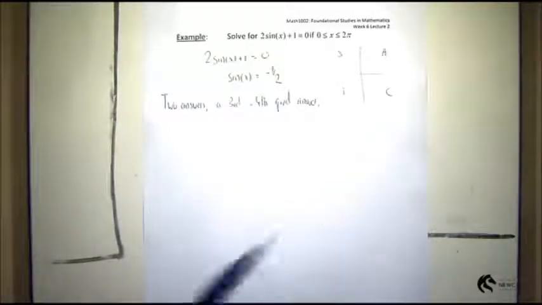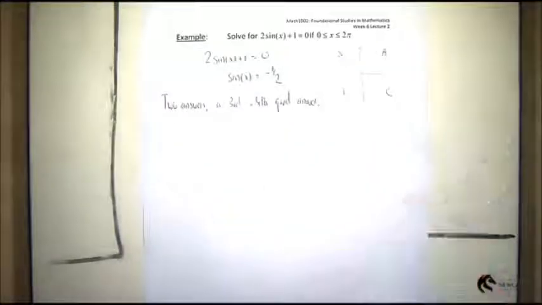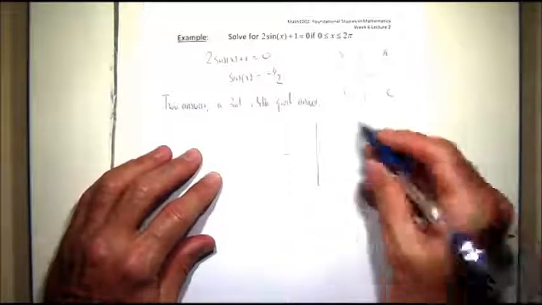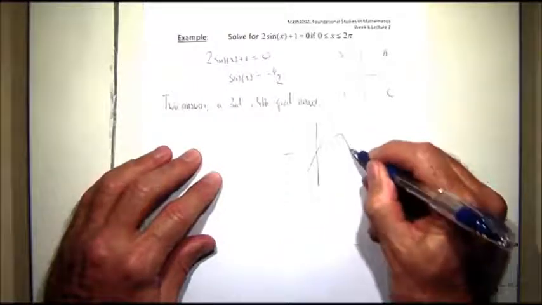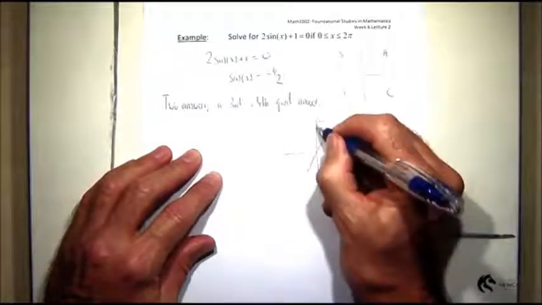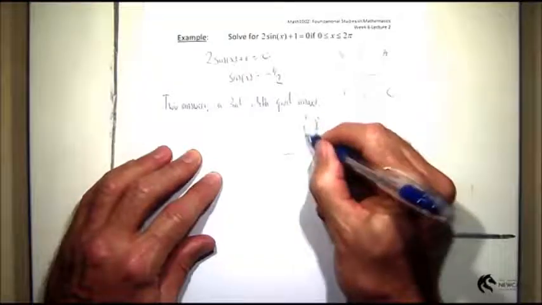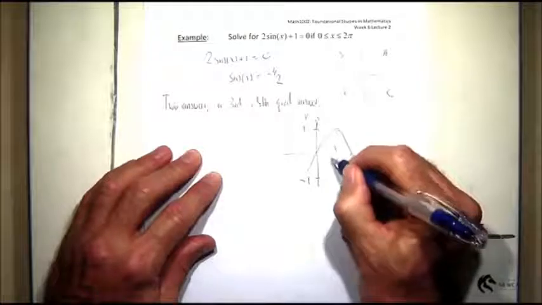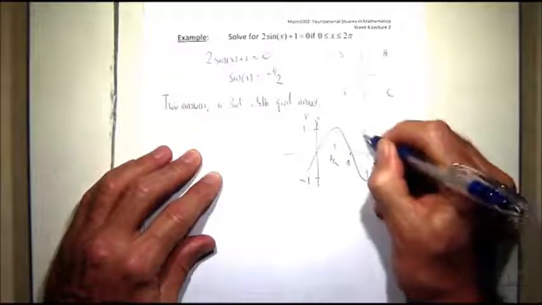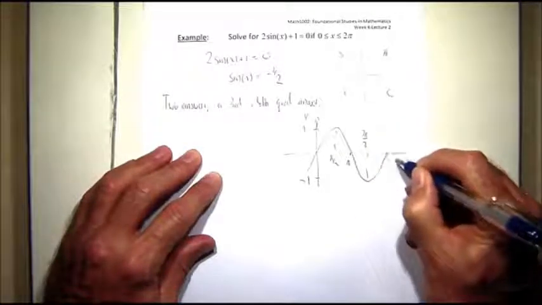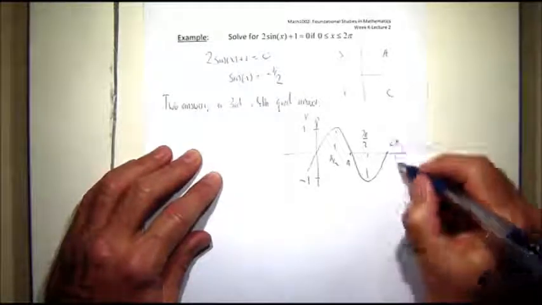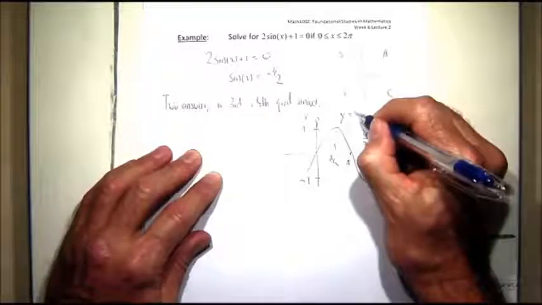Alternatively, if that doesn't appeal to you, you might have said to yourself, I know what the graph of sine x looks like. It comes up like that. That's 1 down to minus 1. Pi on 2, pi, 3 pi on 2 and 2 pi. So that's the graph of y is equal to sine x.